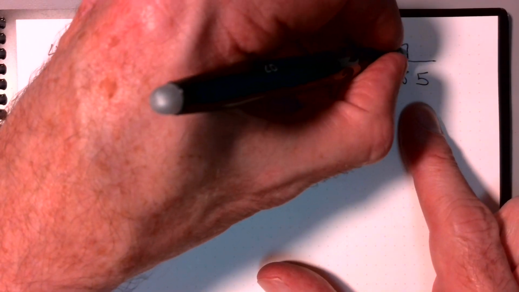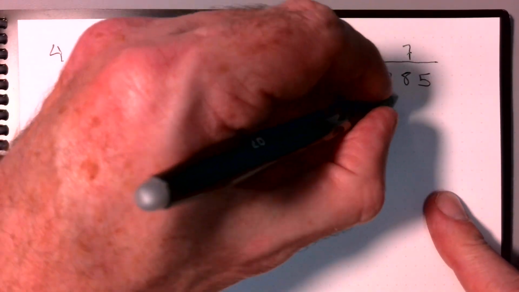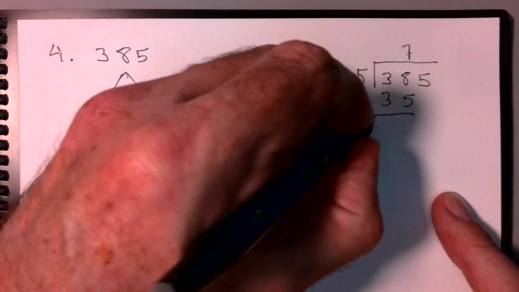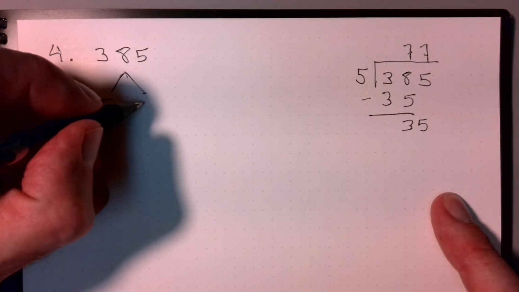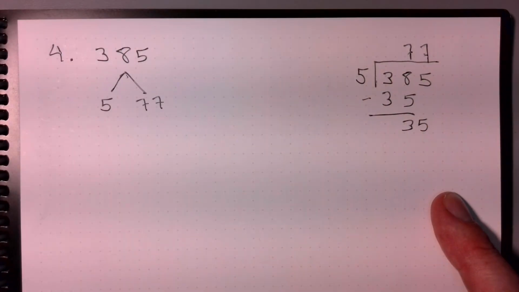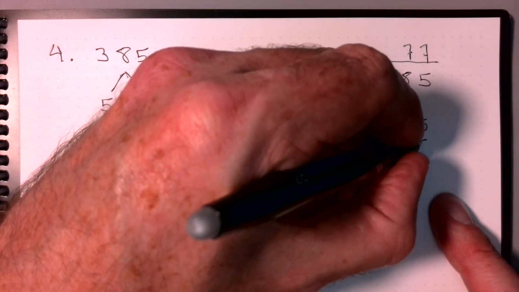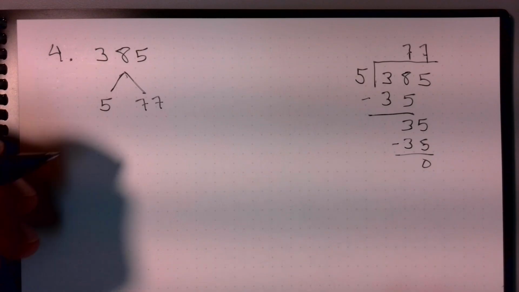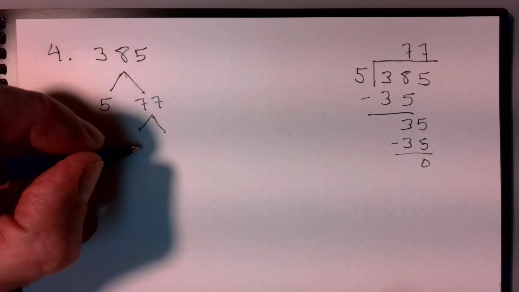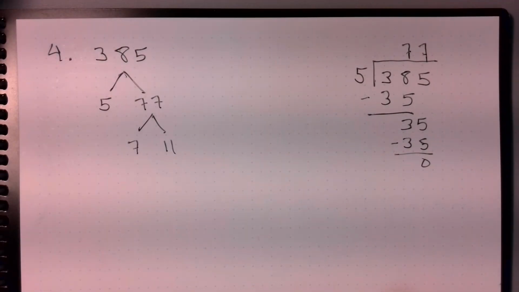Okay, so 7, 35, do the subtraction, 35 again, 7. So 5 times 77. Okay, building on what we already know. Now this breaks up 7 times 11.